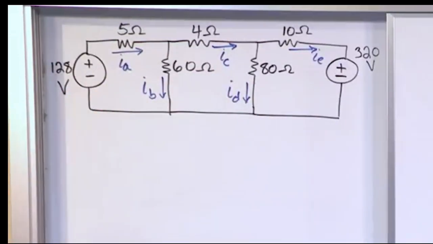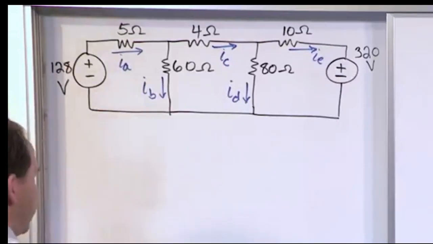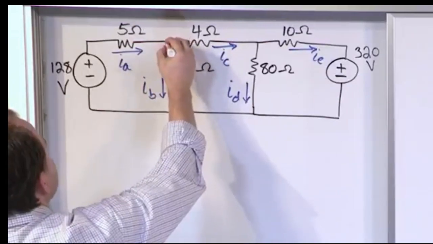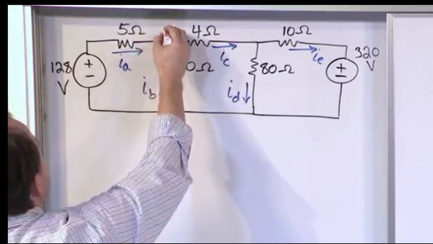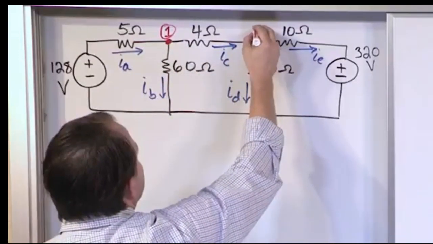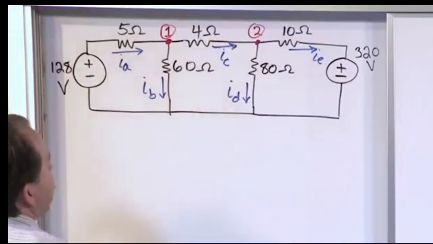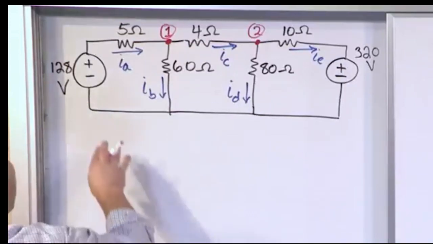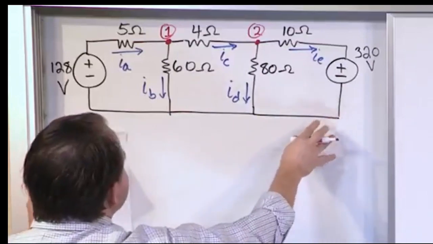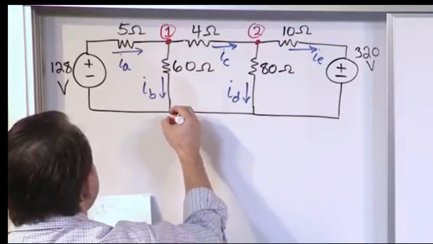But what we notice right away is that there's really only three essential nodes. This is an essential node here because it connects three things, so we'll call that essential node 1. This guy is an essential node because it connects three things, so we'll label that with a 2. On the bottom, this is a giant essential node. It connects the most items, so we're going to call that our reference node.